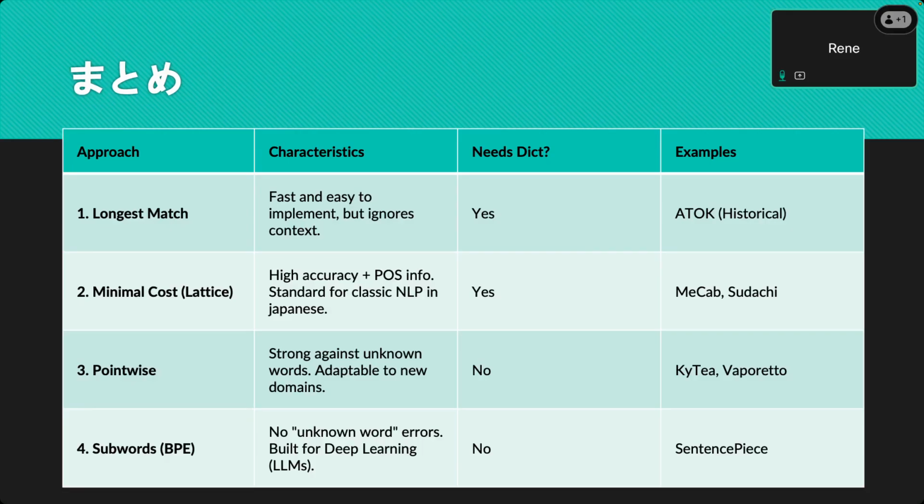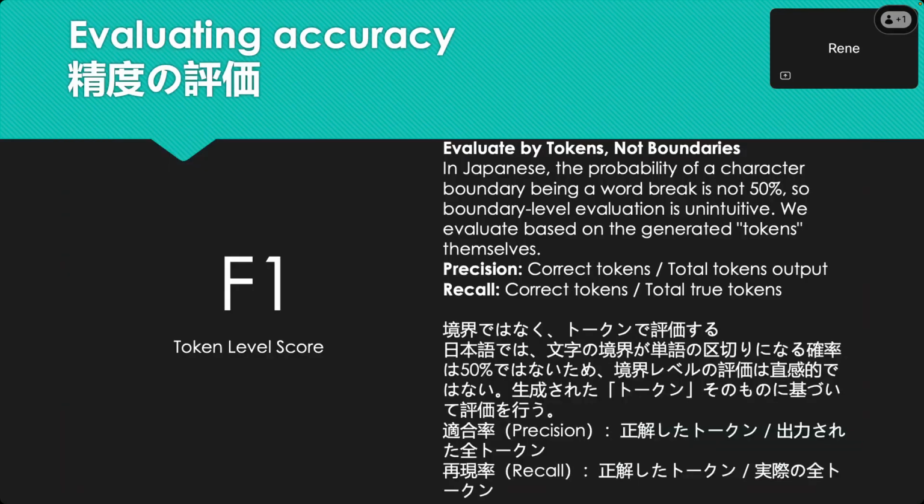Okay, now we need to take something into consideration. How do we evaluate accuracy? In Japanese, we need to evaluate accuracy based on the generated tokens themselves. So in this case, we use the precision, which is the correct tokens divided by the total tokens of the output. And the recall is going to be the correct tokens divided by the total true tokens in the output. Just to take into consideration.